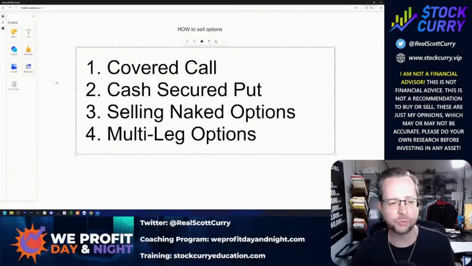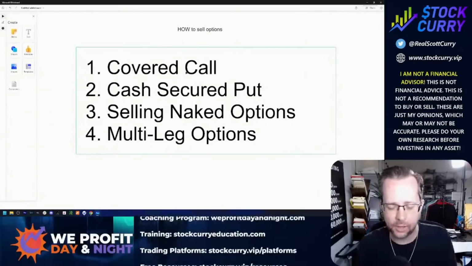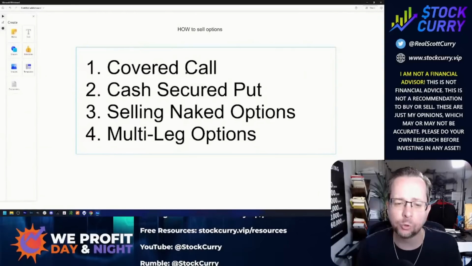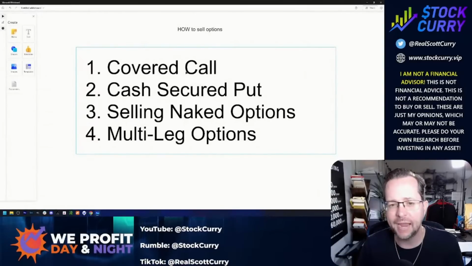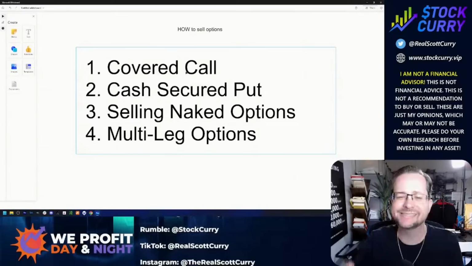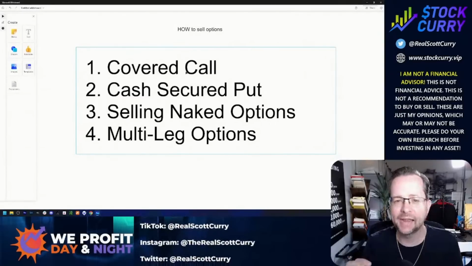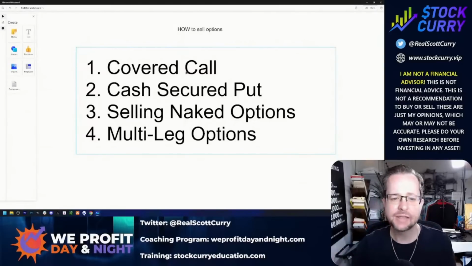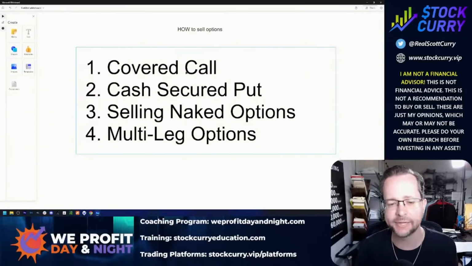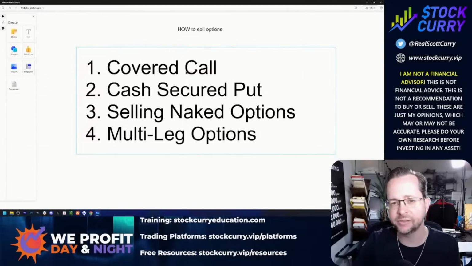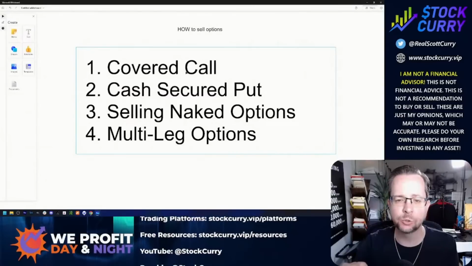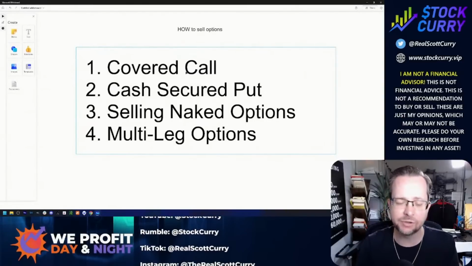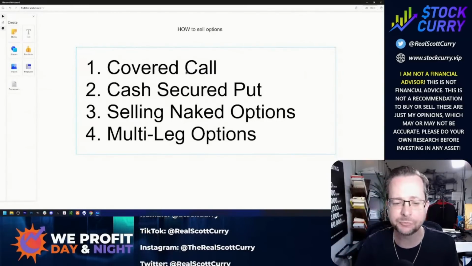If you're doing a covered call, a covered call is when you own at least 100 shares of a stock and you're going to sell a call option, and you're covered because if the call option ends up being exercised, then you're covered with the shares that you currently own. A cash secured put is the same, but just the other way around. You sell a put, but that put is secured by some cash on hand. So if it ends up being exercised, you have the cash to actually buy the shares.